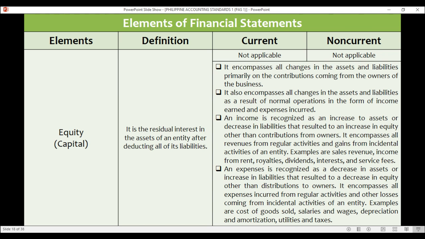Then expenses. An expense is recognized as a decrease in asset or increase in liability with effect of decrease in equity other than distribution to owners. It encompasses all expenses incurred from regular activities and other losses coming from incidental activities of an entity. Examples, we have cost of goods sold, salaries and wages, depreciation, amortization, utilities, and taxes.